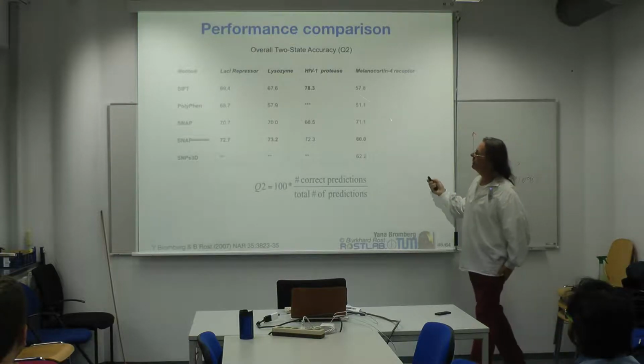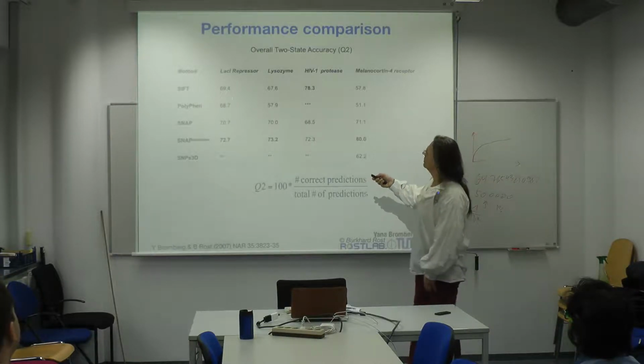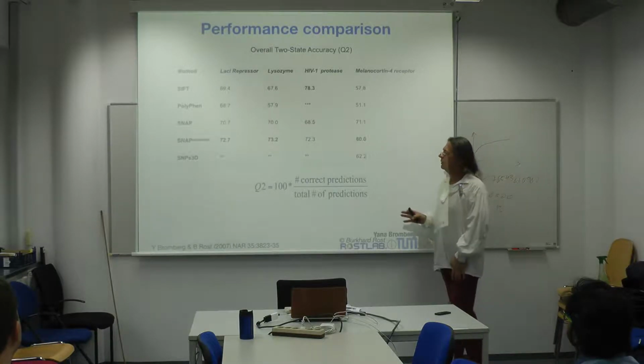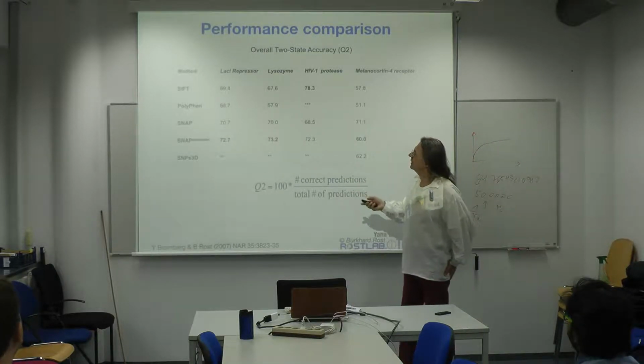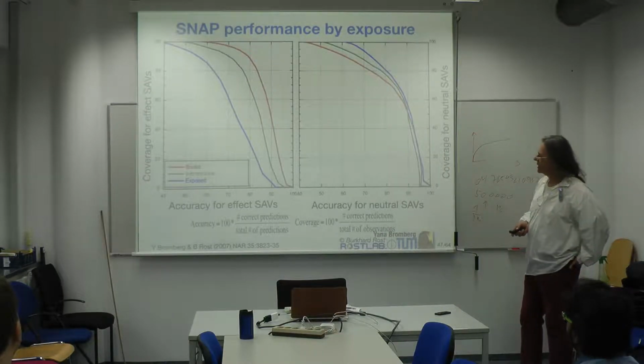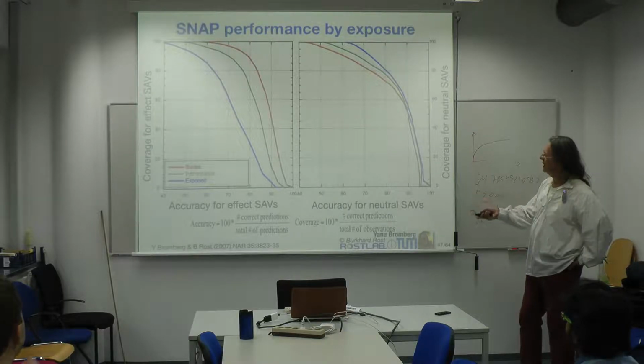In this particular case, we applied it to a bunch of proteins. Bunch means in this particular case 4 proteins that had not been used in training, for which there's a lot of experimental data. We looked at methods, they somehow look similar. We looked at, so here's something else, accuracy for effect.